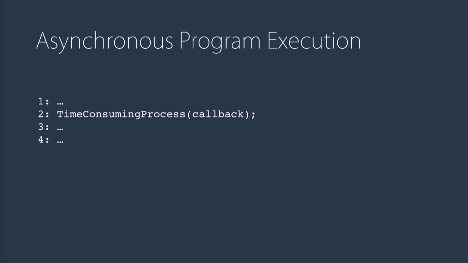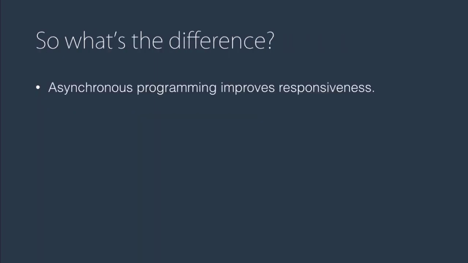Let's take a look. So as you see, the program runs more smoothly. We didn't block on the second line. So what's the difference? The asynchronous programming model improves responsiveness of your application.